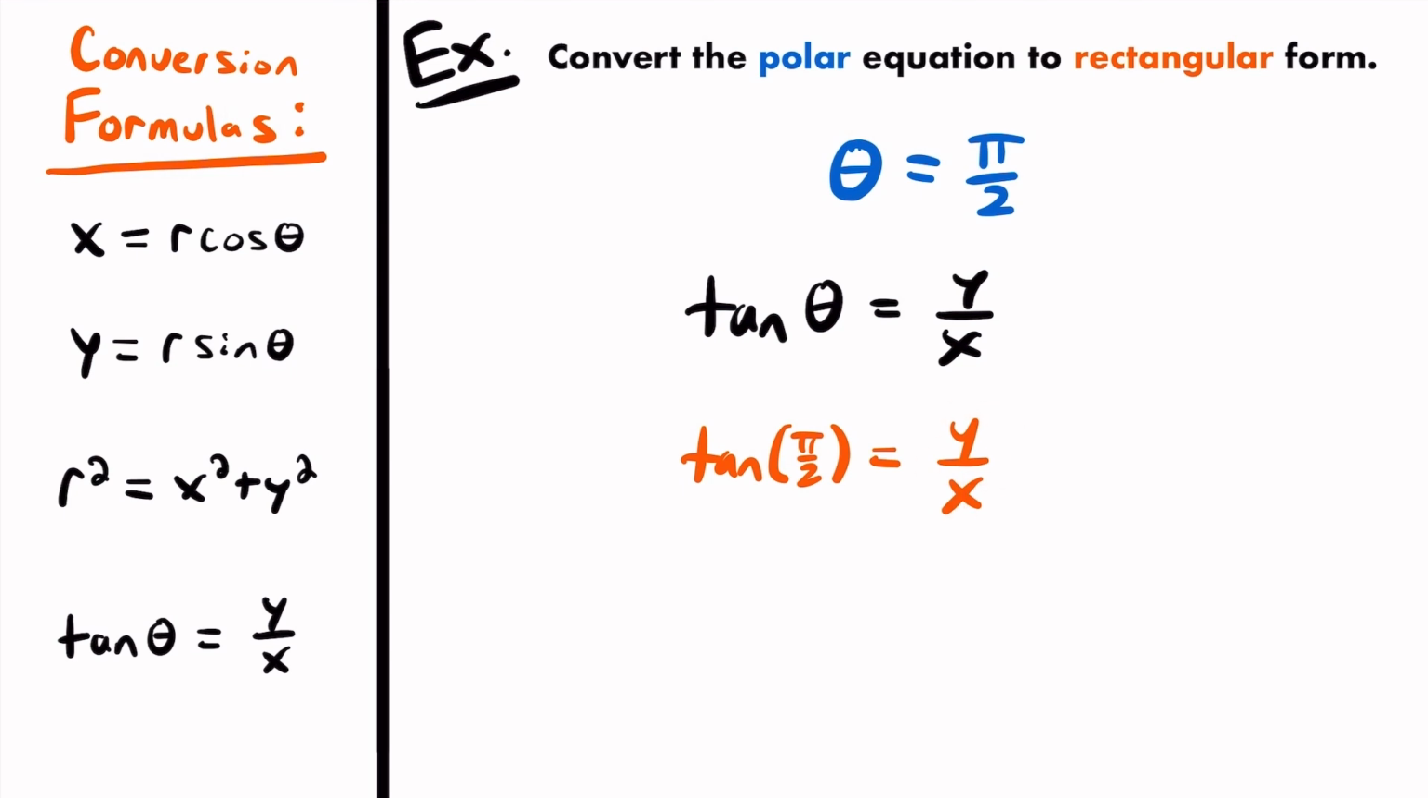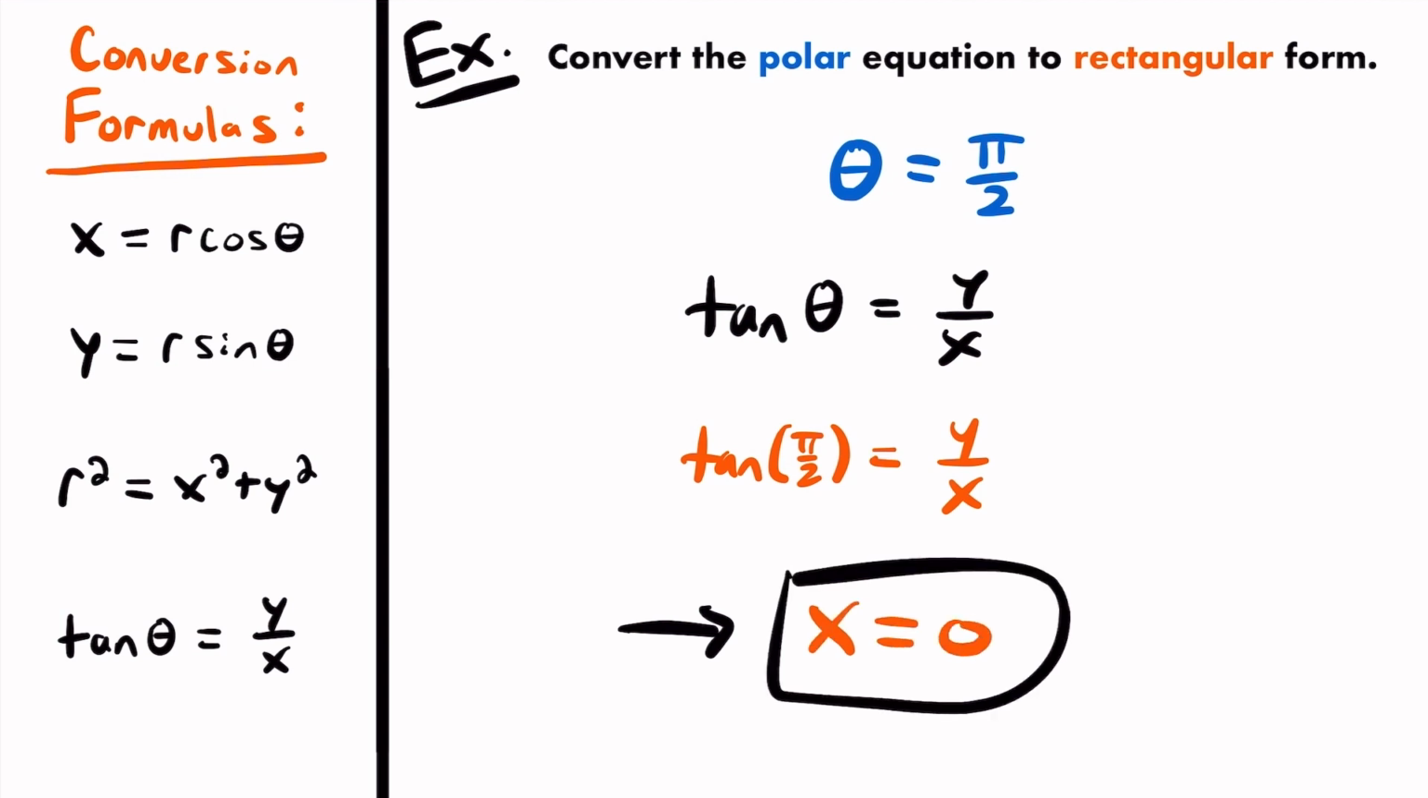So this is a little bit of a weird problem, but the final answer is that the equation in rectangular form will be x equals 0. That is the rectangular form of this polar equation.